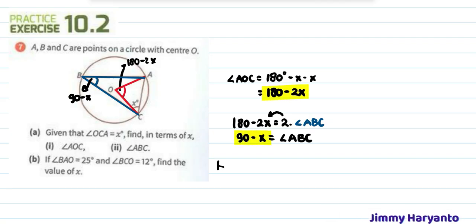Next, B. For question B, if BAO is this one, it's 20.